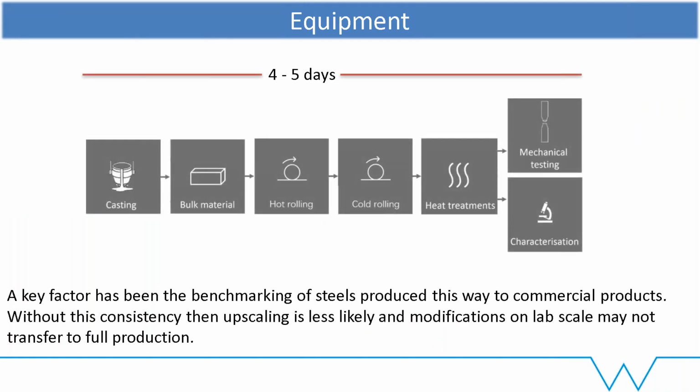So typically, if you were to make a cast and take it through all these processes, we're talking about 4 to 5 days really. And one of the key factors that we're really keen on is that we don't want to just produce alloys. We don't want to just say, here's a new alloy. We need to make sure that it's commercially viable. And to do that, we also need to benchmark it. So the way that we process it in the lab may be different to, well, definitely different to how it's commercially processed. So we need to benchmark it. What do we need to do in the lab to make sure that what we're producing could be upscaled?